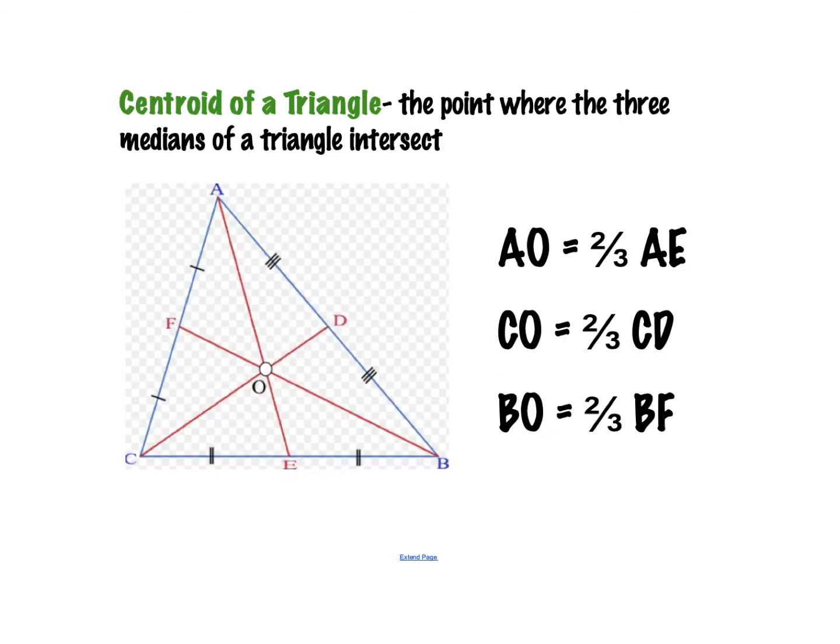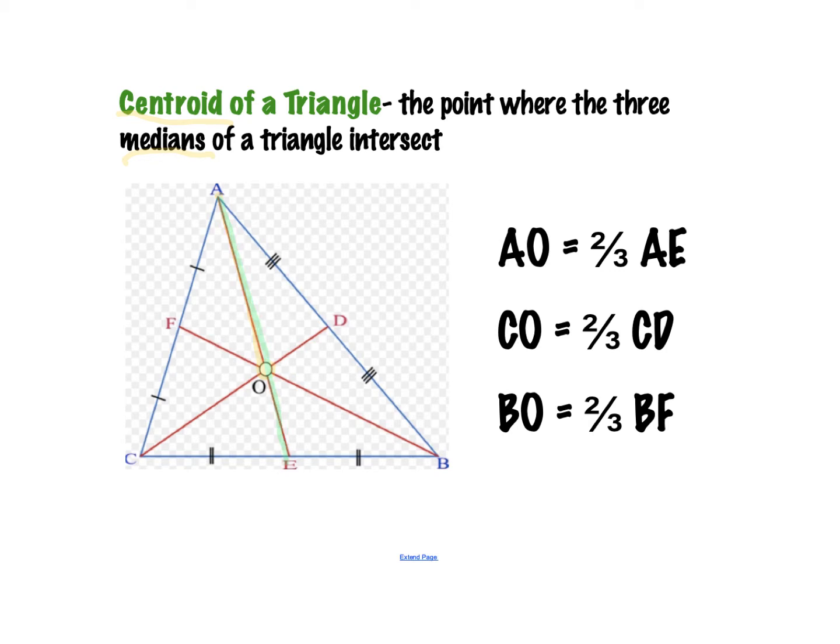In fact, for a triangular pyramid, the height intersects the base at the centroid. And we did learn that term a while ago, but to remind you, the centroid of a triangle is the point where the three medians intersect. And there is this centroid theorem that stated that the length from the vertex to the centroid was 2/3 the length of the whole median.